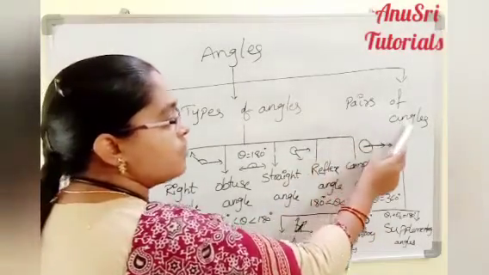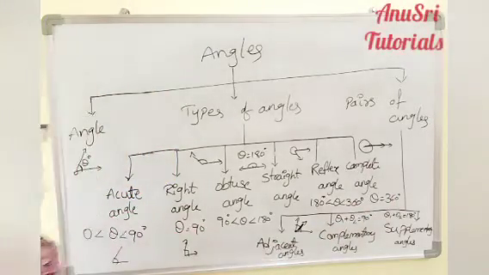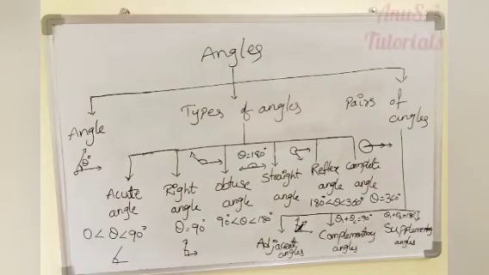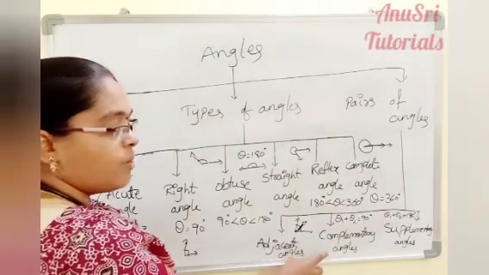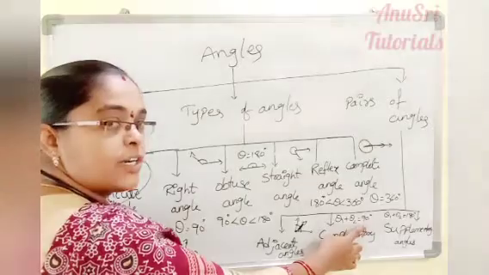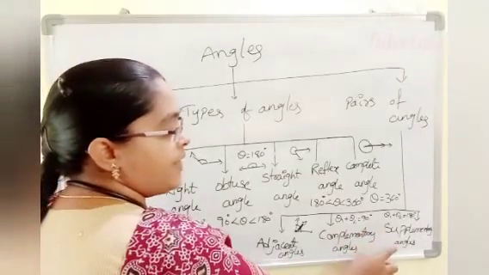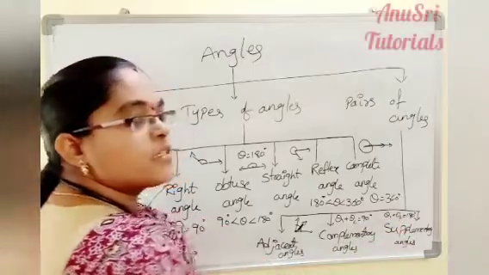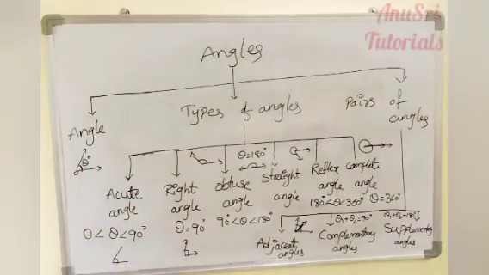And then we discussed pairs of angles, starting with adjacent angles. What are adjacent angles? If two angles have the same vertex and a common arm, then we are calling those angles adjacent angles. And then complementary angles. What are complementary angles? If the sum of two angles is equal to 90 degrees, then we are calling them complementary angles. Supplementary angles: if the sum of two angles is equal to 180 degrees, then we call those angles supplementary angles. So that is about today's video.